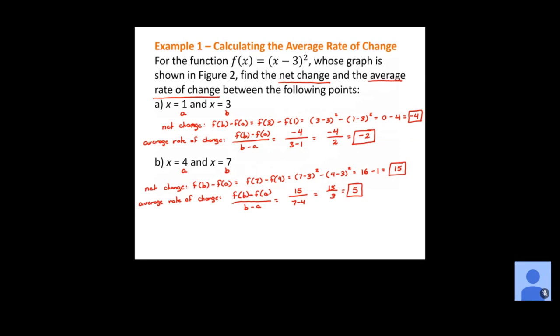Now, we're not always going to need to calculate net change first, but in this case, it's actually pretty useful because it gives us the numerator for the average rate of change anyway. Okay, but if they don't ask you for net change up front, you're still going to have to calculate that numerator the same way we did for net change, and then you're just going to have to divide it by the difference between the b and the a values.